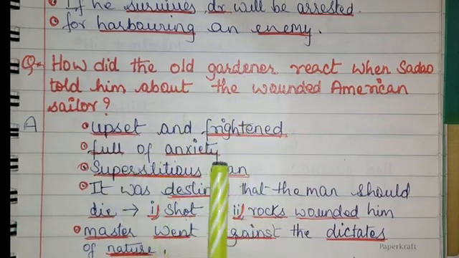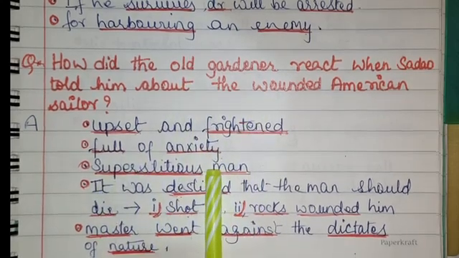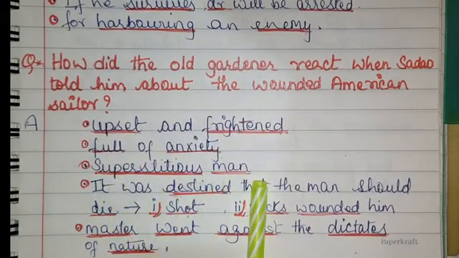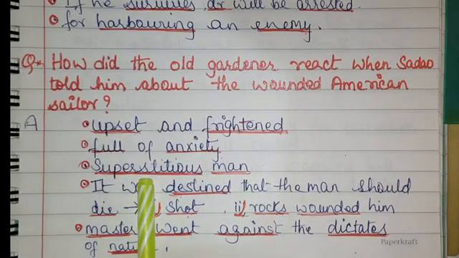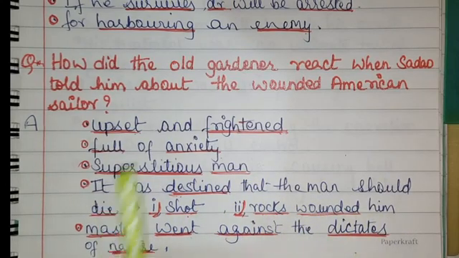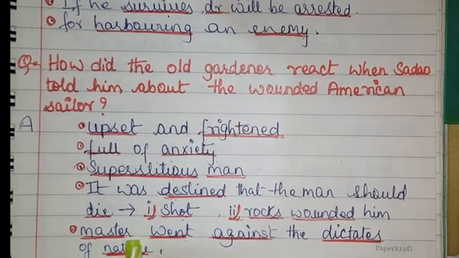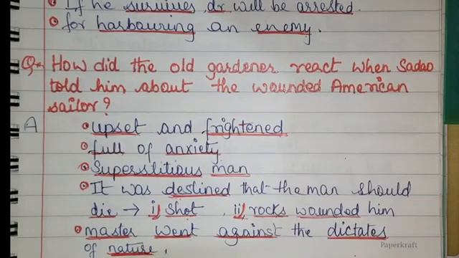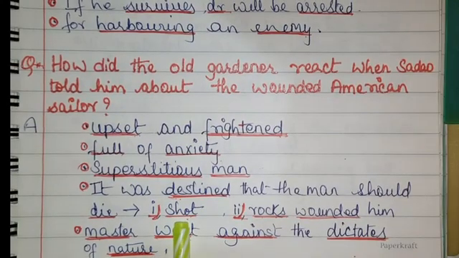The old gardener was full of worries. He was superstitious too. Okay, now why was he superstitious, let us find out. It was destined that the man should die. According to the old gardener, the man was destined to die. God had decided that he should die because he was shot at the back.